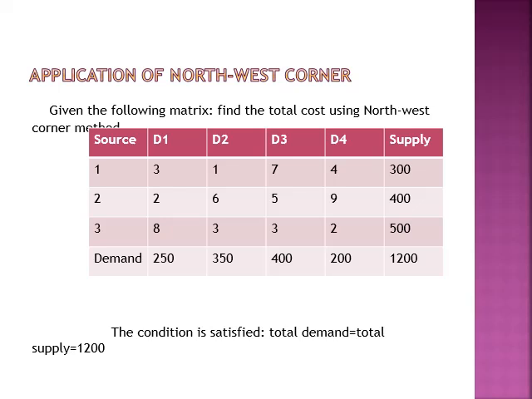Market center D2 demands 350 units, and D3 requires 400 units. And the last marketing center, D4, demands 200 units.